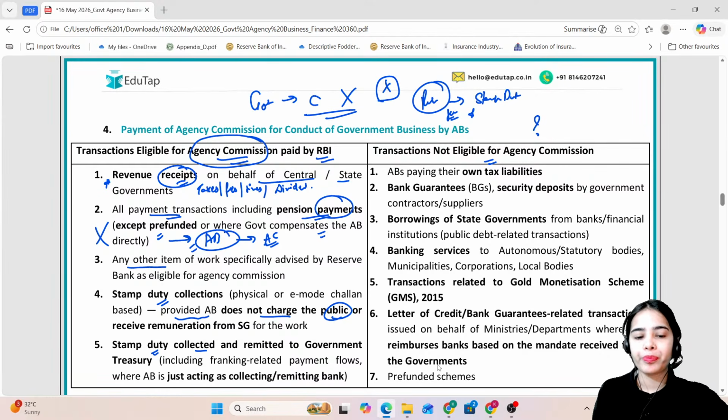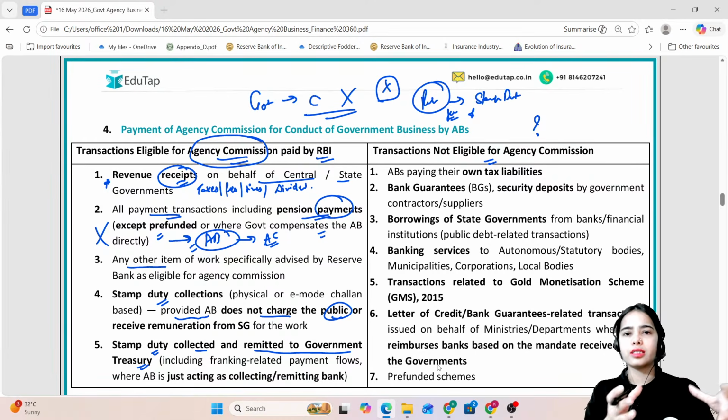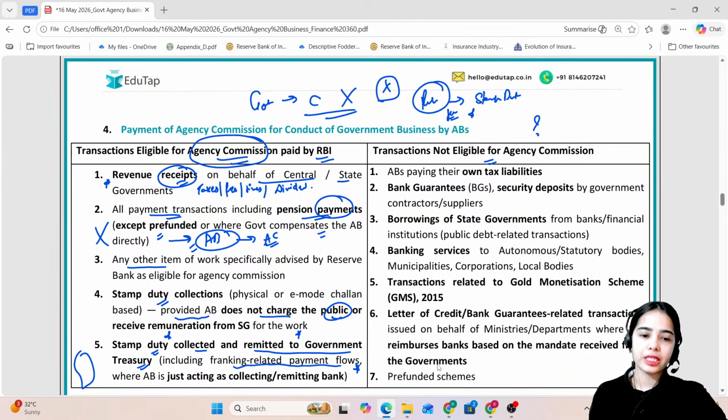Similarly, stamp duty that is collected and remitted to the government treasury, even through franking. Franking means there are certain stamp duty rooms that you must have seen where the stamp duty papers are provided. So if such franking-related payment flows are received by the bank and the bank is forwarding these flows to the government, in this case also the agency commission can be taken. So this covers stamp duty that is collected and remitted to the government treasury, including the franking-related payment flows where the agency bank is just acting as a collecting or remitting bank. In this case also agency commission can be provided by the RBI to the agency banks, but they should not be getting any payment from the central government, state government, or the public. That is the basic idea. Franking-related payment flows for stamp duties happen in certain rooms where the machines are that provide the stamp duty forms. Okay, so this is the idea.